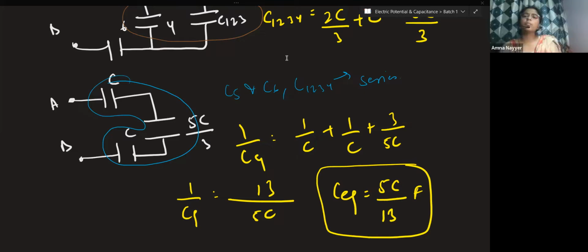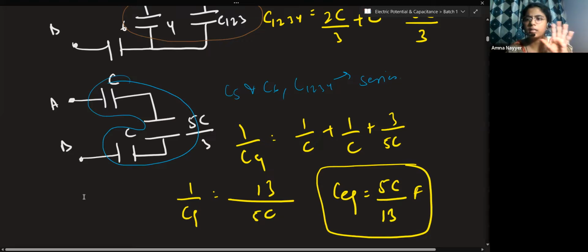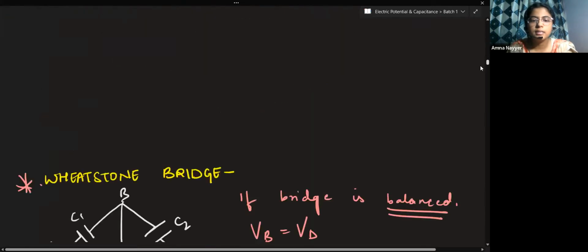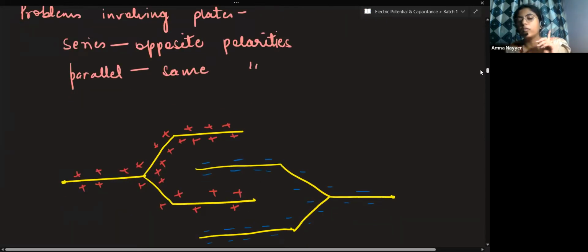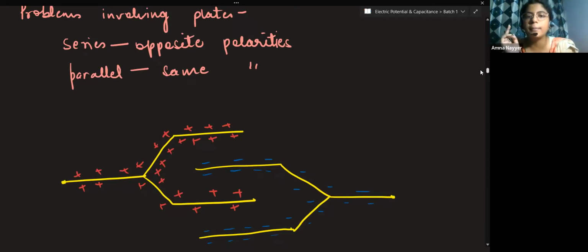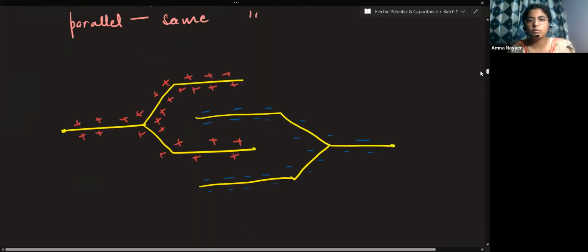So we'll be doing more circuits when we reach current electricity. There we'll see lots of circuits with resistors placed. So the concept will be the same. But one thing that is unique in case of capacitance is this: problems involving plates. You will find it only in the case of capacitance. Remember how to solve this if you see such kinds of plates.